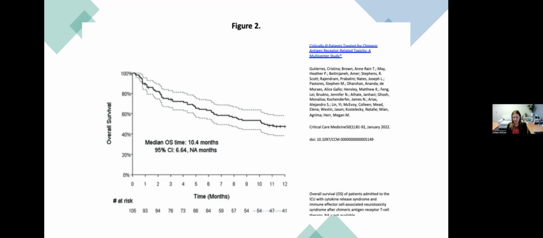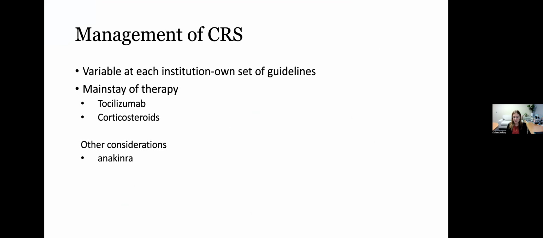despite its toxicity profile. So, management of CRS. Each institution really comes up with their own set of guidelines, which is a little bit unfortunate because we don't have a national set of guidelines for how to treat CRS. But really the mainstay is tocilizumab, an IL-6 inhibitor, and corticosteroids. Other considerations are anakinra, and I'll talk a little bit more about all of these in a second.